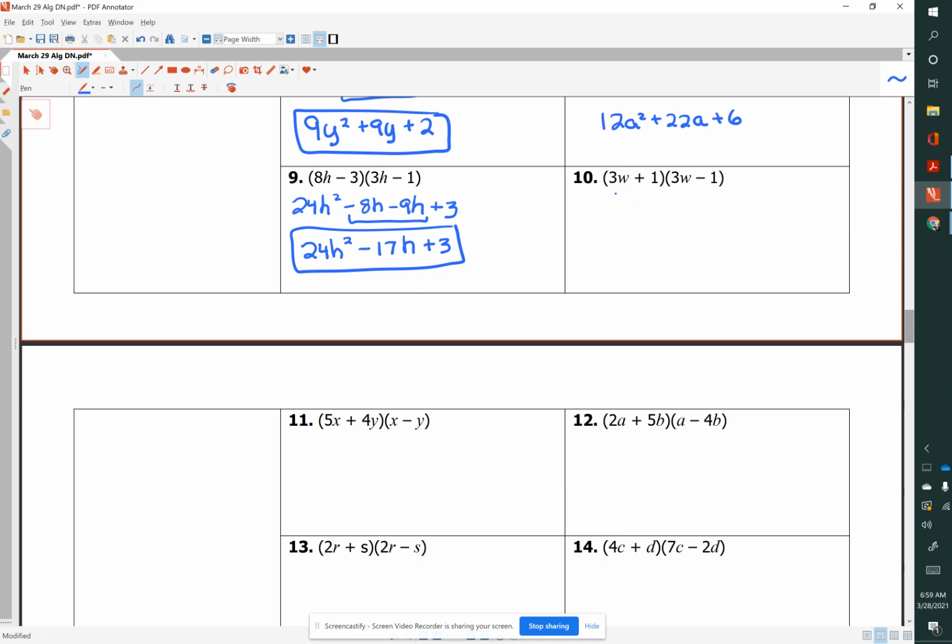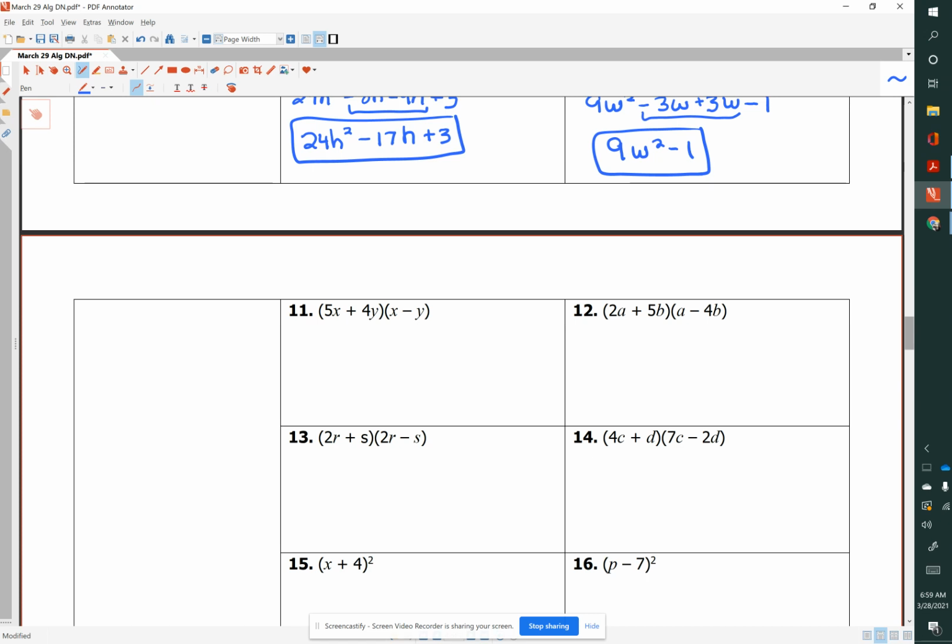Number 10, 3w times 3w is 9w squared. 3w times negative 1 is negative 3w. 1 times 3w is positive 3w. Positive 1 times negative 1 is negative 1. Now, the 3w's will cancel. Positive 3 and negative 3 will cancel each other out. That gives us 9w squared minus 1.